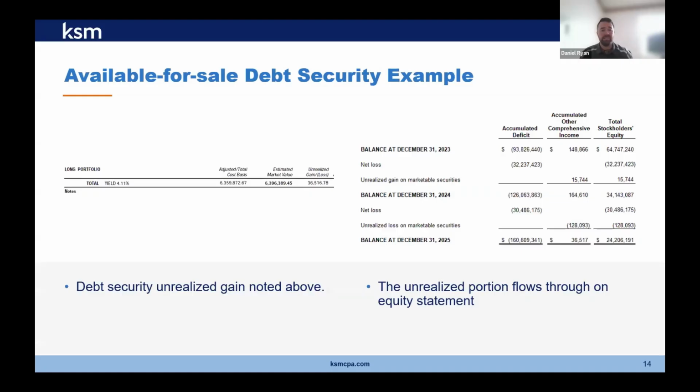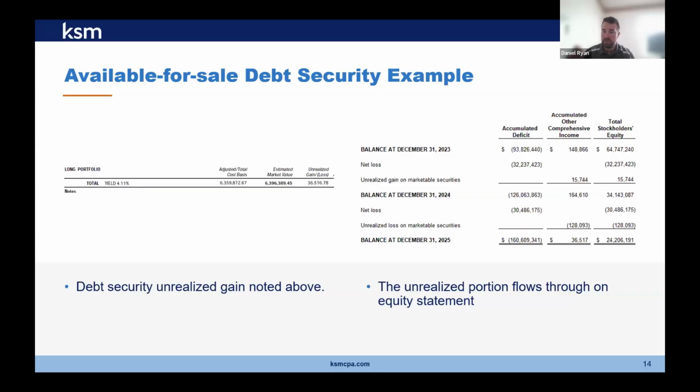On the left, we have a snippet of the bottom of an example investment statement for a portfolio of investment securities, fixed income securities. You can see here that in the entirety of the portfolio, the company is sitting on an unrealized gain of $36,517. That same $36,517 will flow through to the ending balance of our AOCI amount on the statement of equity seen over on the right-hand side.